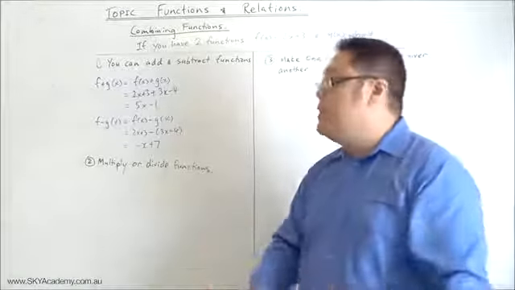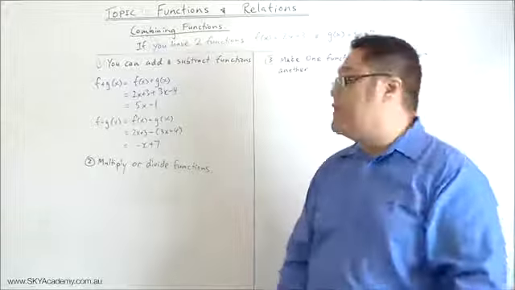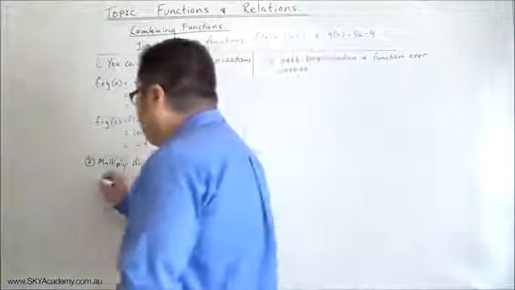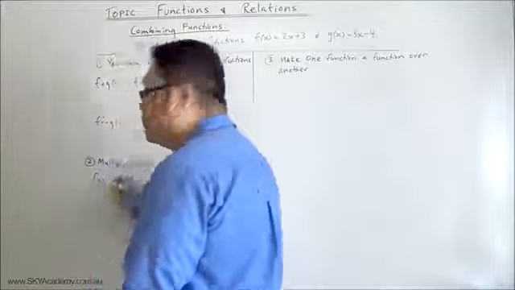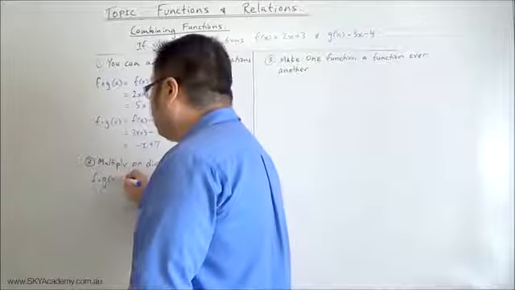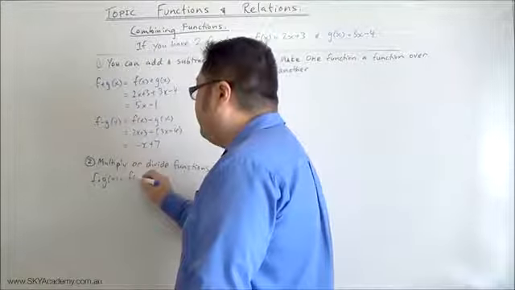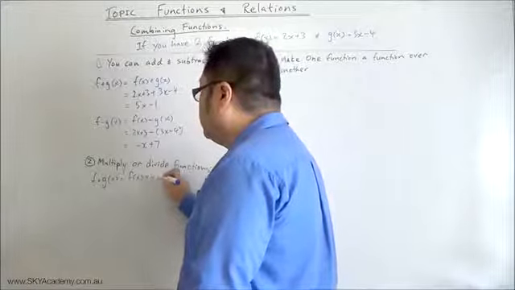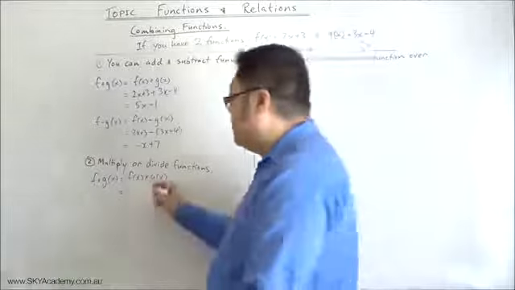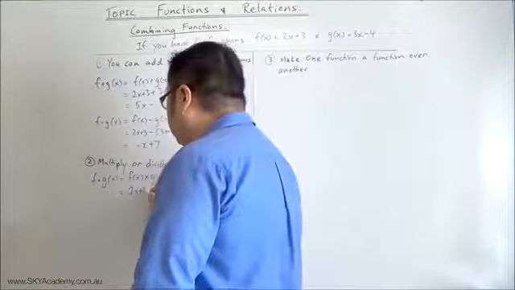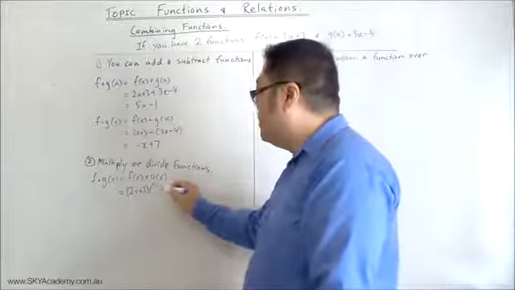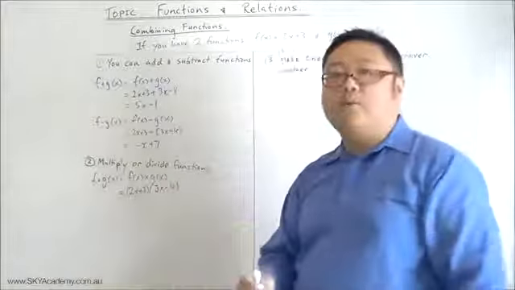The other thing we can do, not only can we add and subtract functions to make new functions, but we can also multiply and divide functions to make new functions as well. So let's start with multiplying. F times, and we'll use a little dot to represent times, f times g of x would be f of x times g of x. What would that give us? 2x plus 3 outside of 3x minus 4.